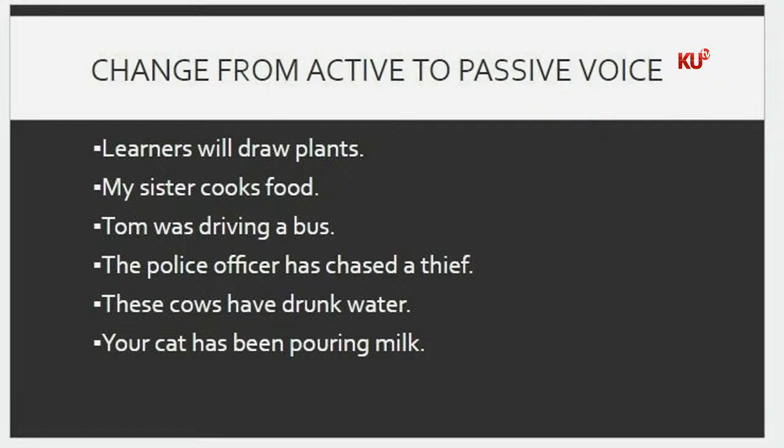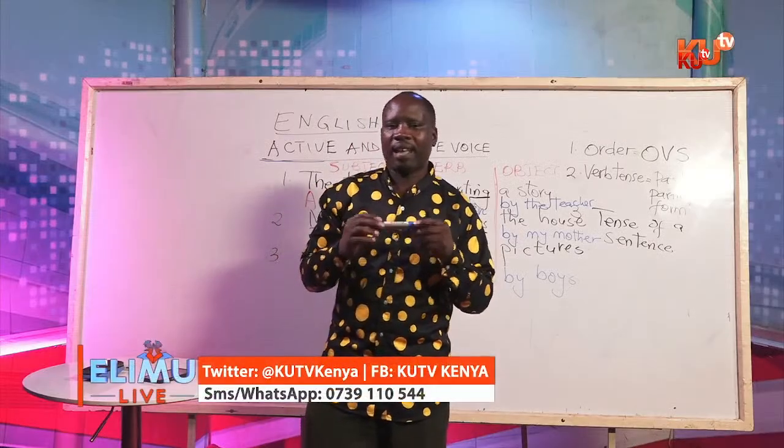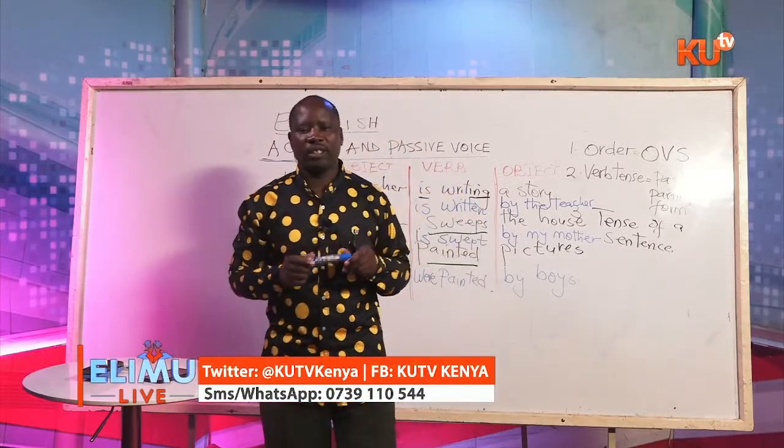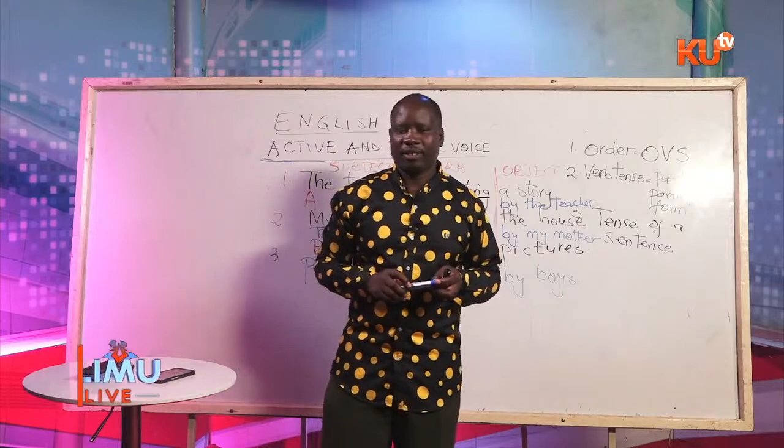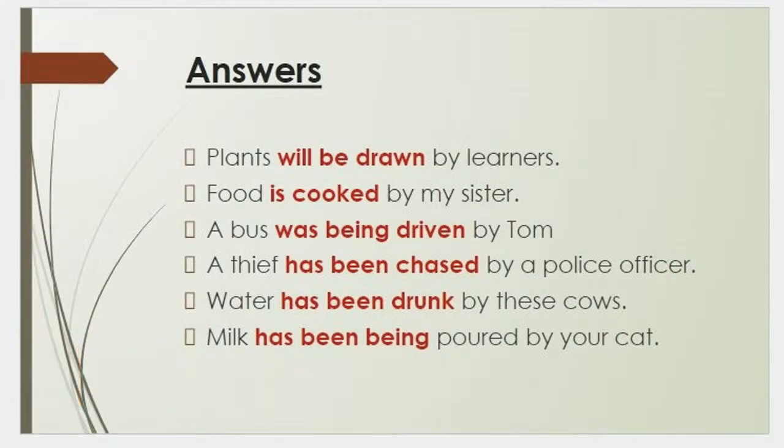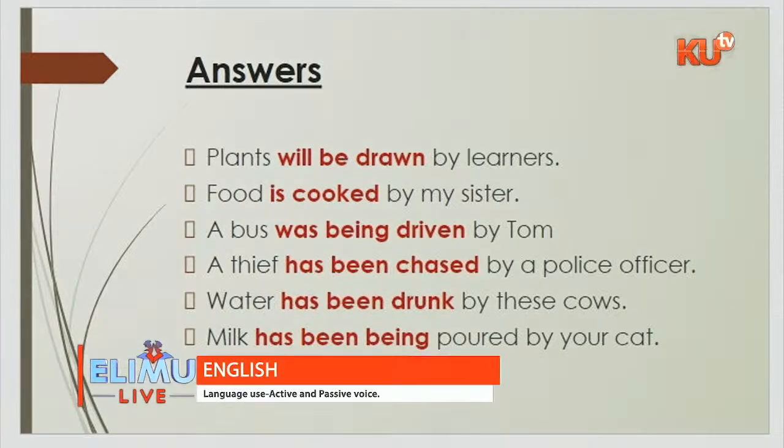So those are the 6 sentences for assignment. Before I finish, in the next 1 minute or 1.5 minutes, let us look at the answers. Then you compare these answers with what you have got. So let's look at the answers and see, are we right or wrong? Number 1, learners will draw plans. So plans will be drawn by learners.